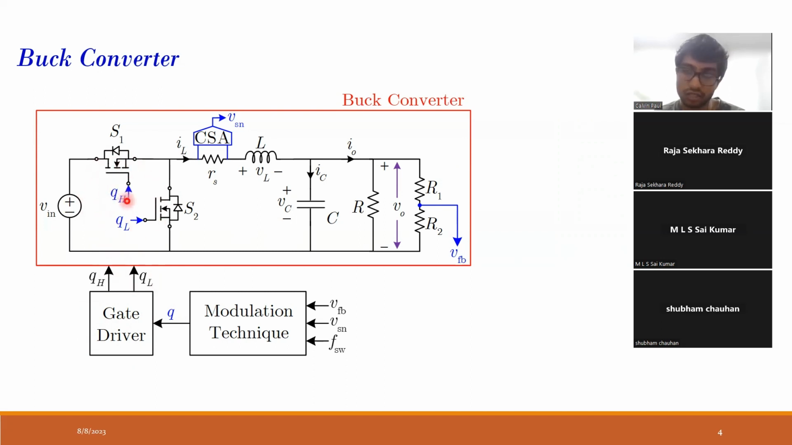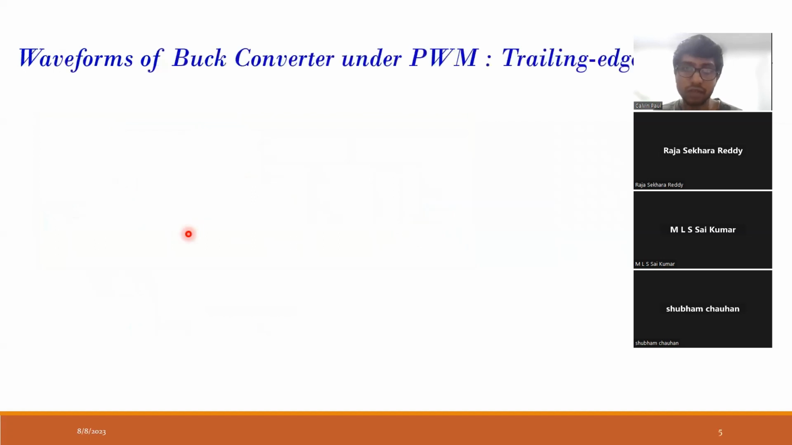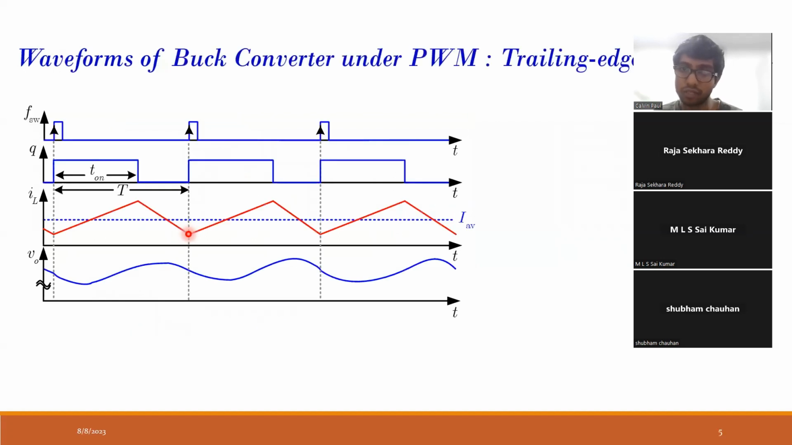Now, if QH is 1 and QL is 1, then the input voltage will directly pass over here and a large amount of current will flow. To prevent that from happening, they are complementary, and in addition you must insert a suitable amount of dead time. Now, these are the waveforms of a buck converter under pulse width modulation, and we are considering trailing edge modulation.